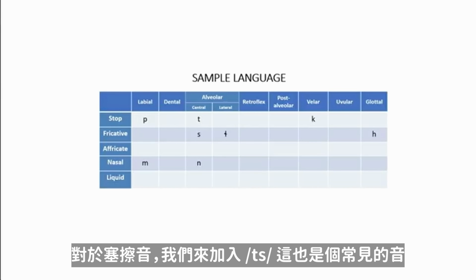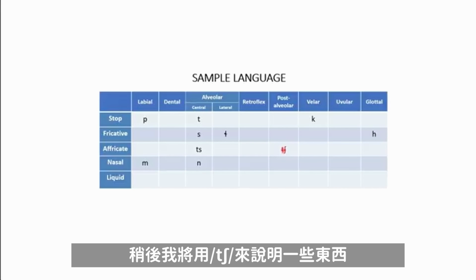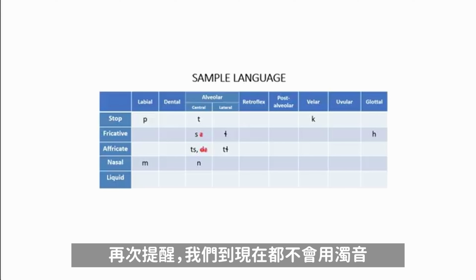For affricates, let's throw in a tsa, which is a fairly common affricate, and matches the other alveolar sounds we've got. Cha is also extremely common, but I'm choosing to omit it for simplicity, and I'll need it to help illustrate something later on. Keeping the idea of sound symmetry in mind, we might also want to throw in the lateral affricate kla to match the lateral fricative. Again, we're not using any voiced obstruents at the moment, so we won't include za or dza, or la or dla.